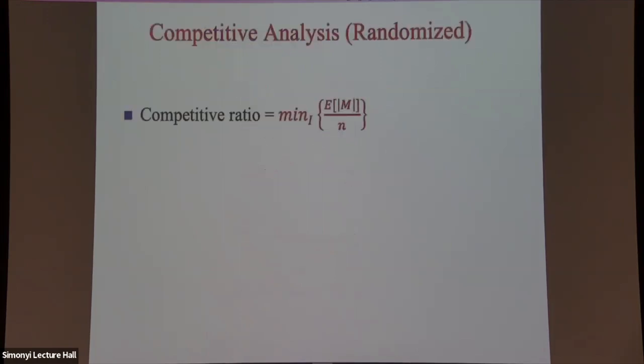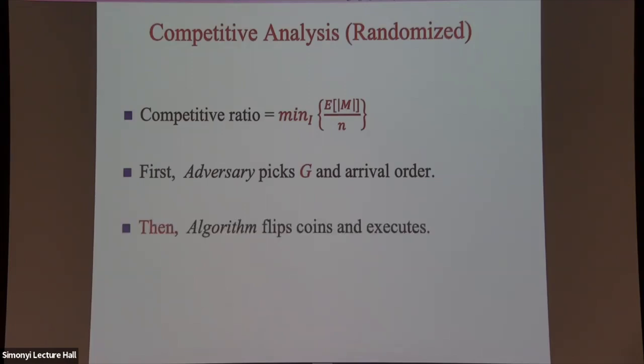And then the competitive ratio becomes the expected size of the matching divided by n. And in this, the adversary is not adaptive. So the adversary first picks the graph and the arrival order and knows the algorithm, but not the coin flips. Okay, so after the adversary picks the worst graph and the arrival order, the algorithm flips coins and executes.